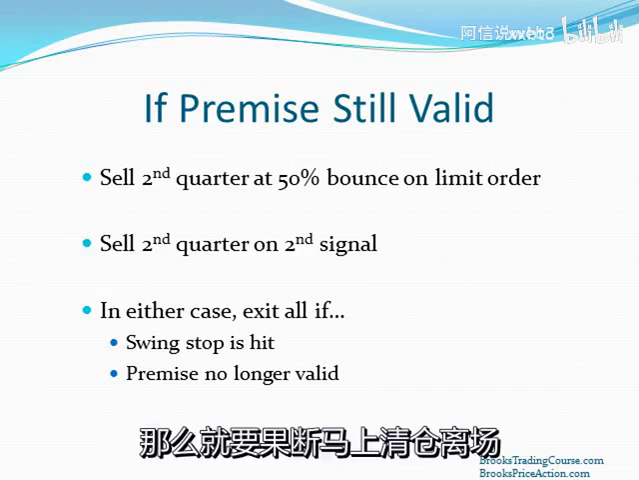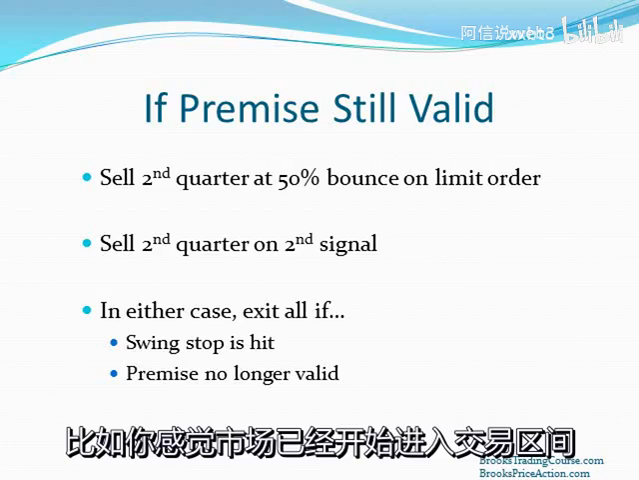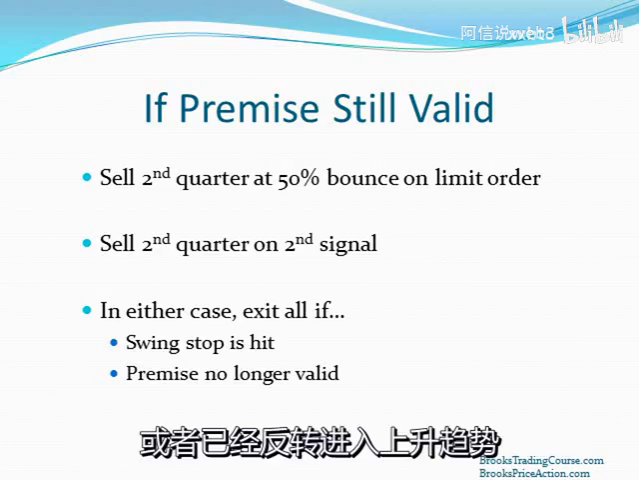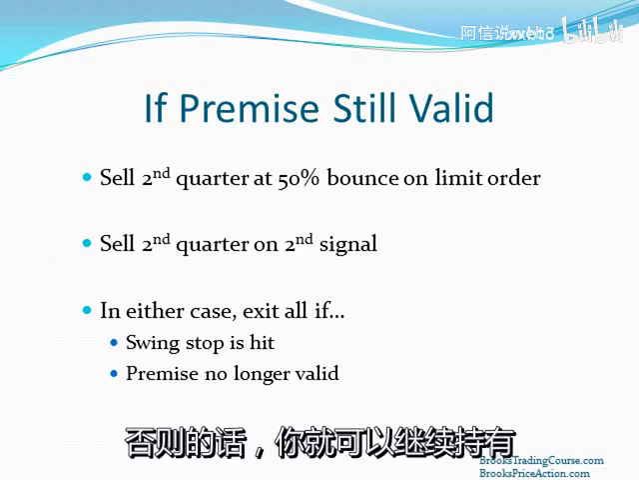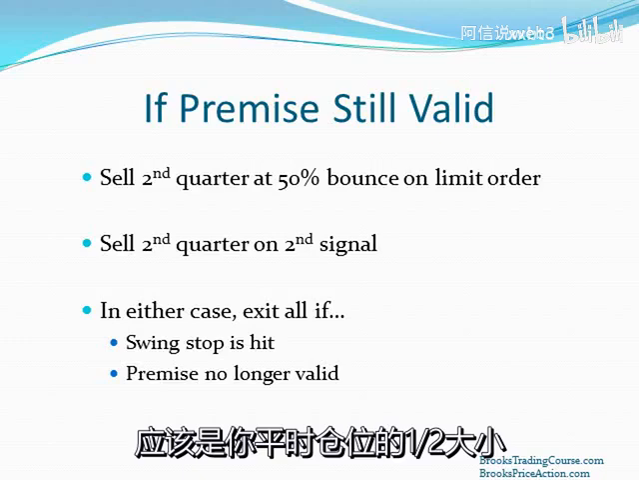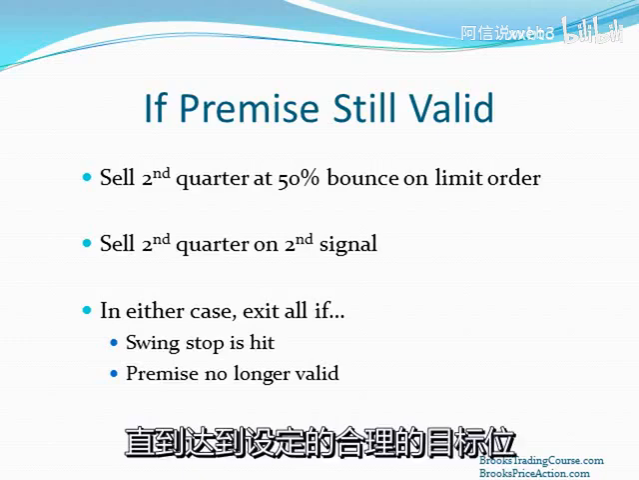So, for example, if you feel like the market has transitioned into a trading range or, in fact, has transitioned into a bull trend, you would exit all. Otherwise, you would continue to hold your entire position, which is 1/2 of your normal position size, until whatever profit objective has been reached.